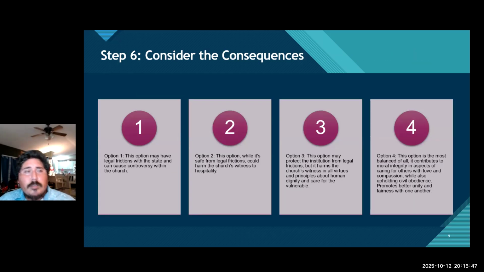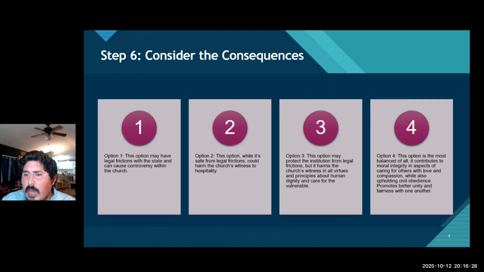So consider the consequences. Step 6. Some of the consequences for the first option would be that there may be legal frictions with the state and can cause controversy even within the church. Option 2, while it's safe from legal friction, could still harm the church's witness of hospitality, which we're commanded to do. Option 3 may protect the institution from legal frictions, but it harms the church's witness in all virtues and principles about human dignity and care for the vulnerable.